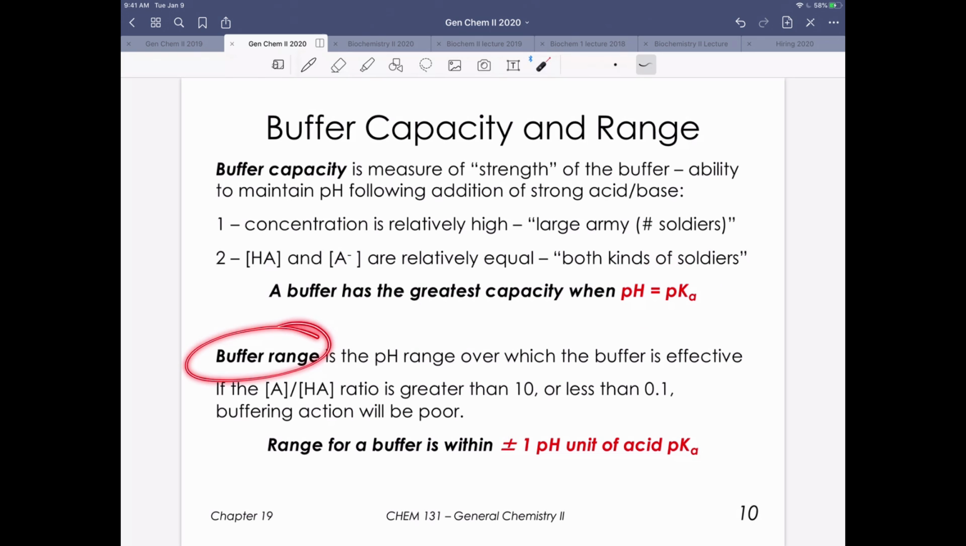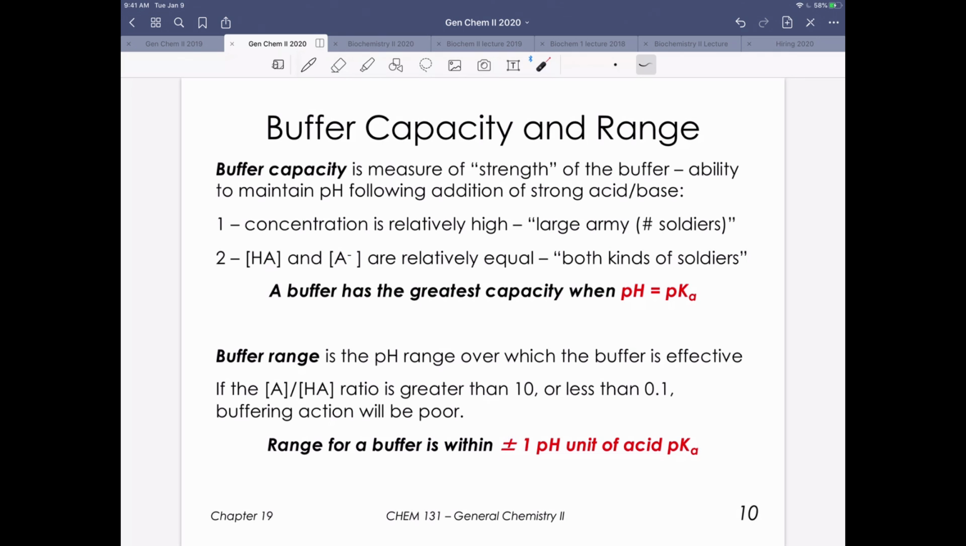Okay. Buffer range is the pH range over which the buffer is effective. So again, if our army ratio gets greater than a 10-to-1 kind of ratio, the buffering action is going to be poor. We're deficient in one side of our army. And so we can define the buffer range as not being more than 1 pH unit away from the pKa of the acid. That's just reiterating what we have up here. If pH is equal to pKa, then we are actually within 0 pH units.